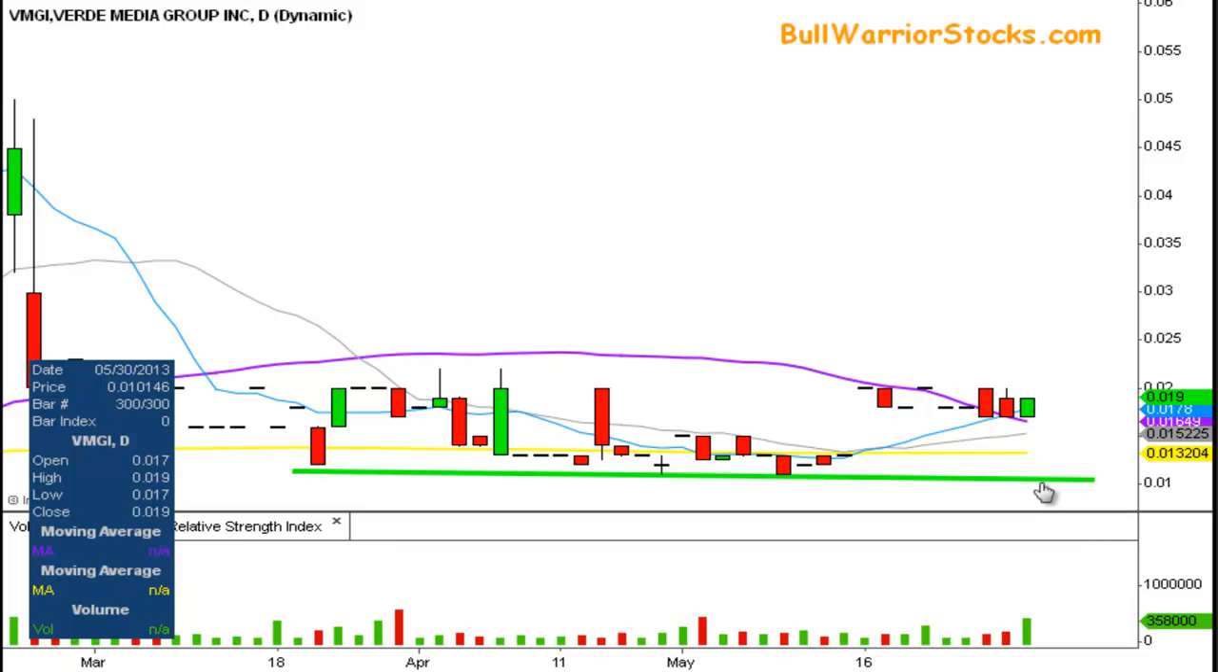You don't want to see the price drop below there, because that would then mean that now there's new lows, and new lows are not what you want to see. Obviously, we want higher lows, not lower lows.